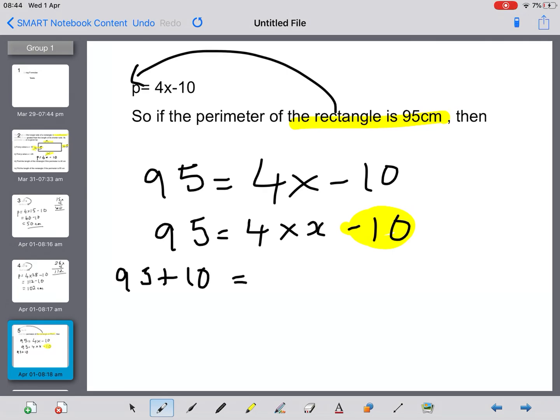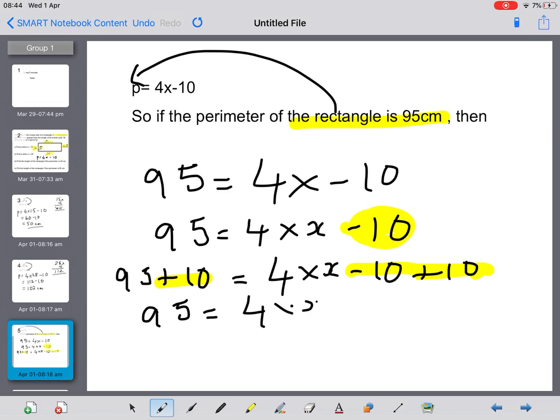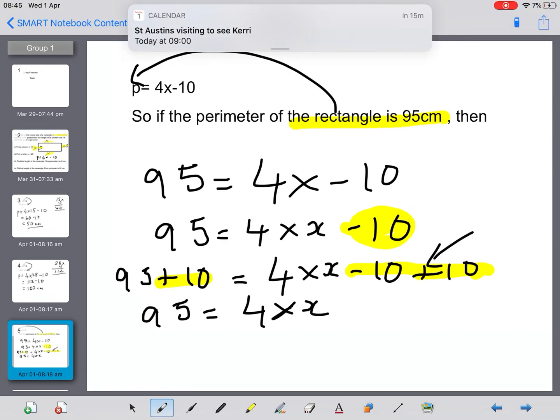So we should have 95 plus 10 equals 4 times x, and I'm going to leave the minus 10 there, and I'm going to add 10 to it to make them both the same. That keeps our number sentence balanced. But where we've taken away 10 and then added 10, that's the same as taking away 0, isn't it? So I've got 95 equals 4 times x, because that's just cancelled each other out, this one, isn't it?